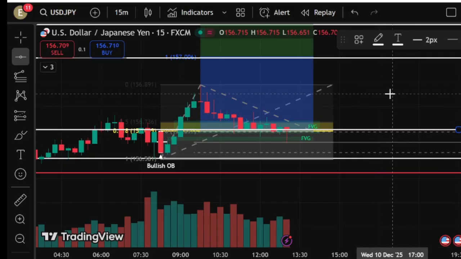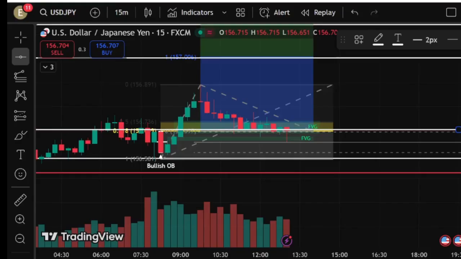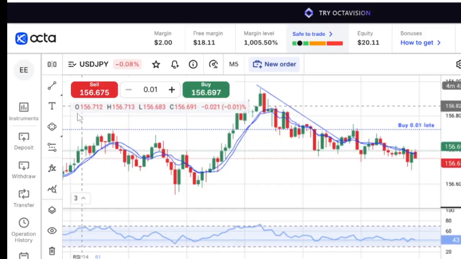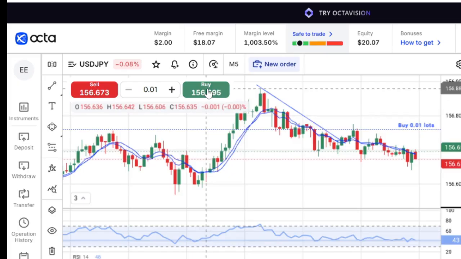The next thing we do is go to our MT5 and click buy or sell. Or if you're not using MT5, you're using Octatrader. Personally, I like using Octatrader to execute the trade. So the next thing you do is come to buy or sell. So what are we doing? Are we selling or are we buying? Obviously, we are buying. So you click buy or sell and execute the trade.